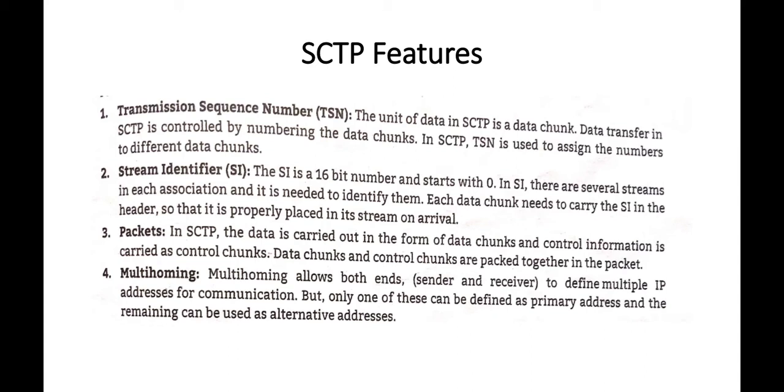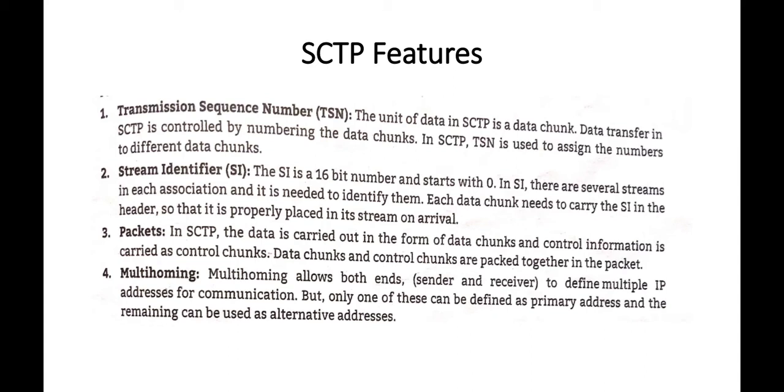This data sequence is controlled by the SCTP protocol. Allocating the number as well as controlling the data chunks in the proper order is performed by the SCTP protocol. So the first feature is the TSN, the transmission sequence number. To each and every data chunk we allocate a sequence number, due to which the receiver can easily understand the order according to the sequence number. Then the second one is the stream identifier.